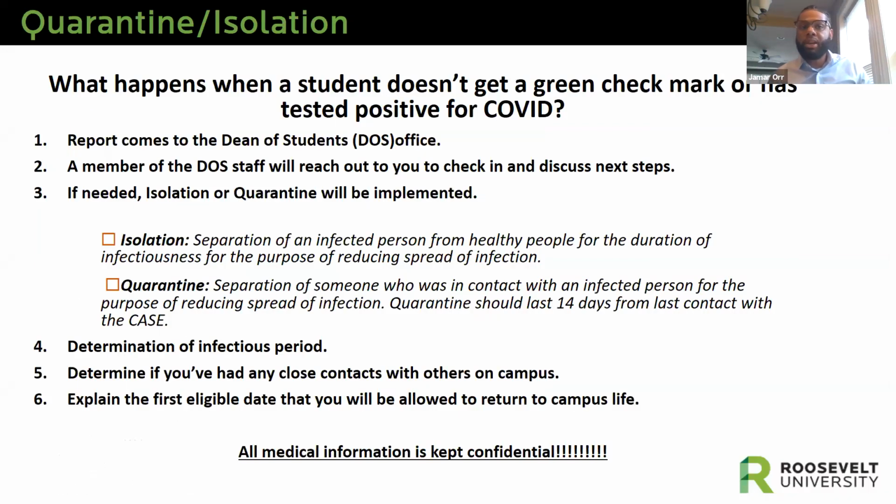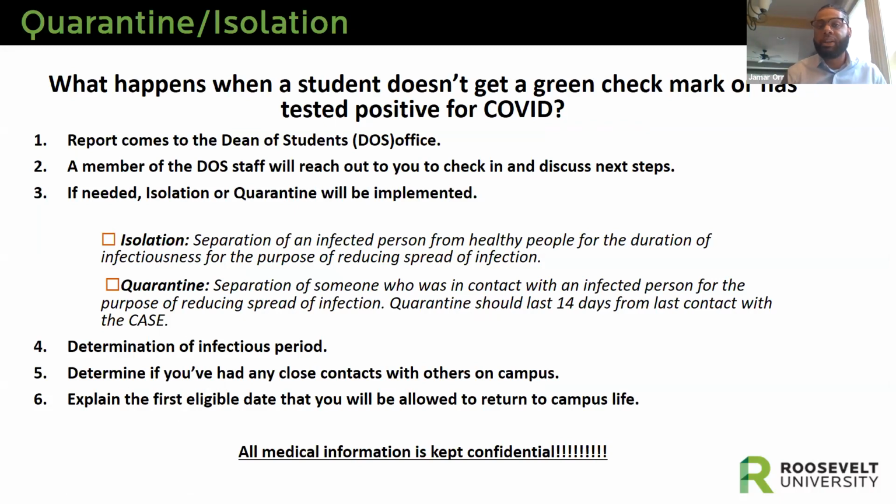So some of you may be curious about what happens when a student doesn't get a green check mark or has potentially tested positive for COVID-19. What does the university do in those scenarios? Well, first and foremost, that information, despite how it is communicated, will always be sent to me and the Dean of Students office. So if you tell a faculty member or if you send an email about it, that information is going to come back to me and the DOS office.